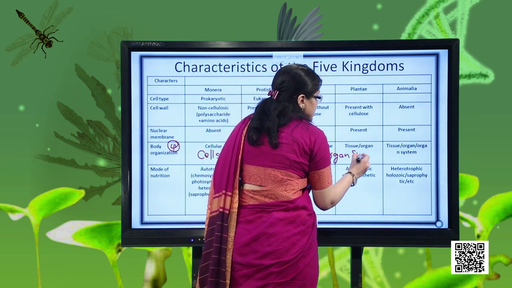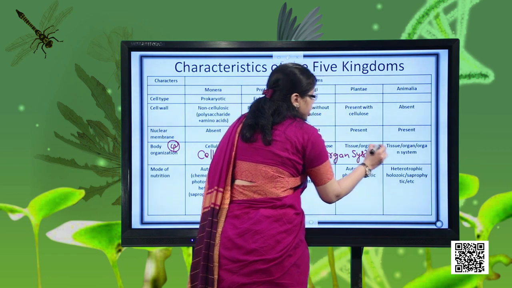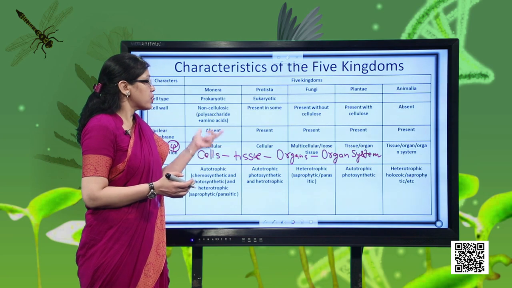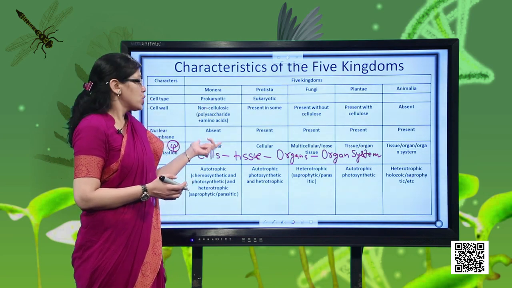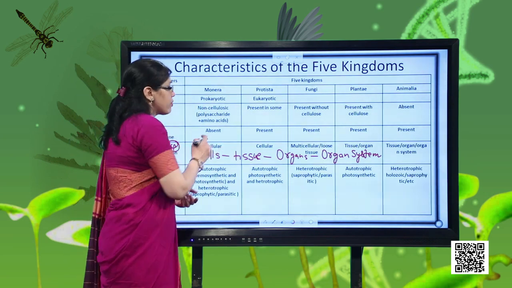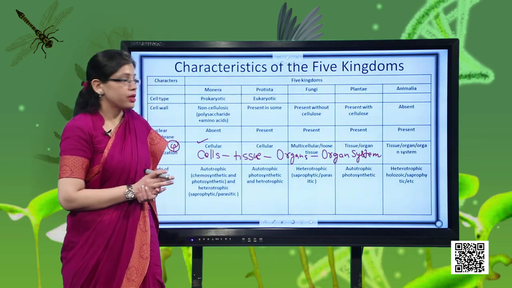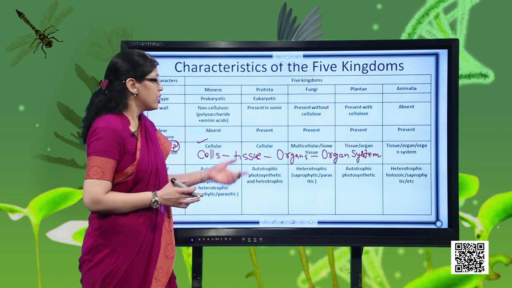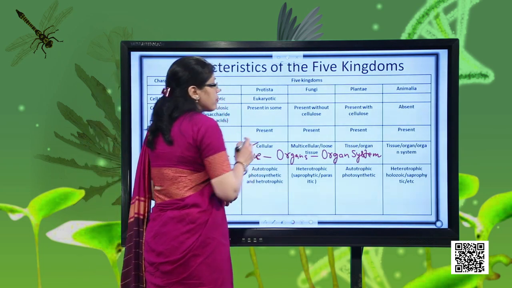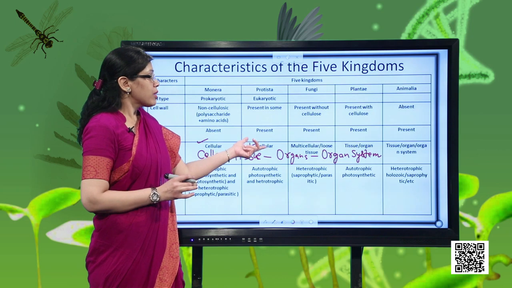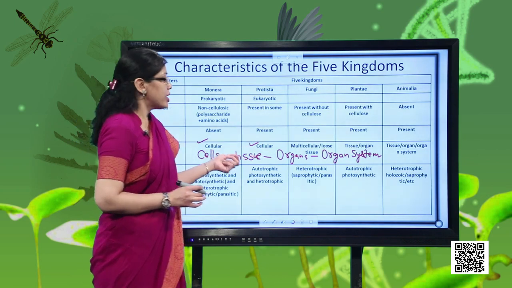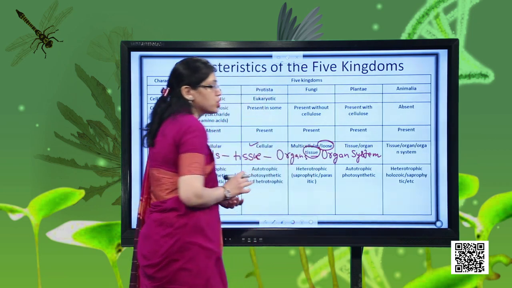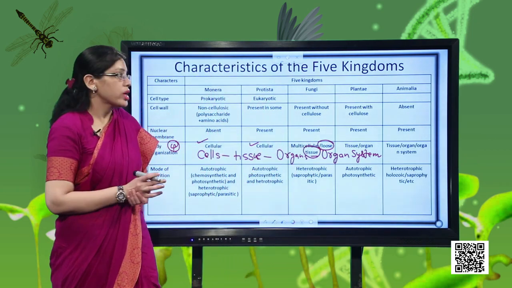So now we have to discuss the level of body organization in all the 5 kingdoms. In the first kingdom, because it is a unicellular organism, the body will have the simplest level of organization, that is cellular, right? Then talking about Protista, since they are also made up of a single cell, the body will have cellular level of organization. Then talking about fungi, because they are multicellular, all the cells have joined together to form tissue, so they have tissue level of organization.